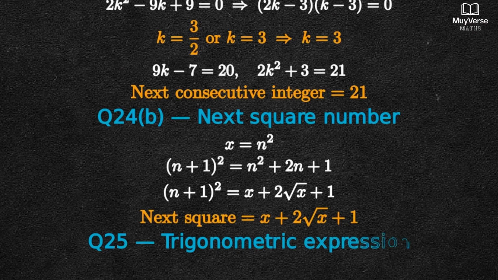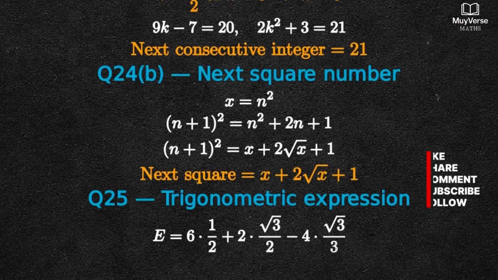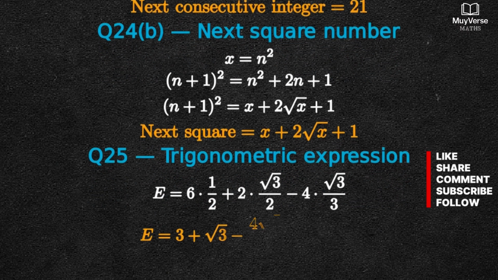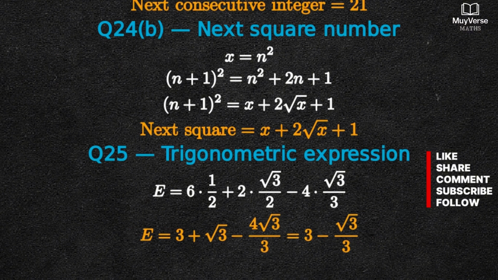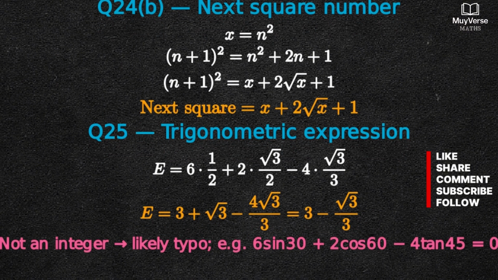Question 25. Show that the value of 6 sine 30 degrees plus 2 cosine 30 degrees minus 4 tangent 30 degrees is an integer. Substitute exact values. Sine 30 is 1/2, cosine 30 is root 3 over 2, and tangent 30 is root 3 over 3. Simplify and combine the radical terms carefully. We obtain 3 minus root 3 over 3, which is not an integer. This indicates a likely typo in the printed question. A common intended variant is 6 sine 30 plus 2 cosine 60 minus 4 tangent 45, which equals 0, an integer.